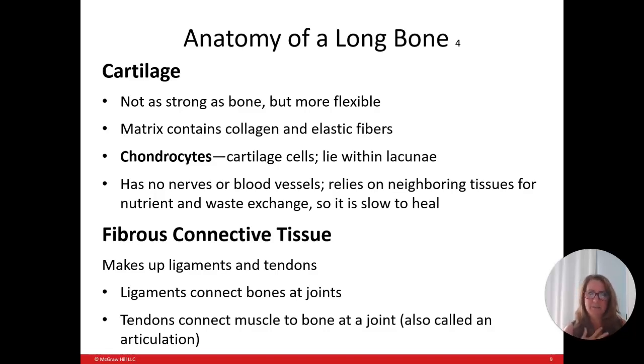The only thing that I'm thinking I need to point out is chondrocytes. You might remember cyte means cell. Chondro is referring to cartilage. So chondrocytes are the cells that make cartilage, and they also lie within a special space, the lacunae.